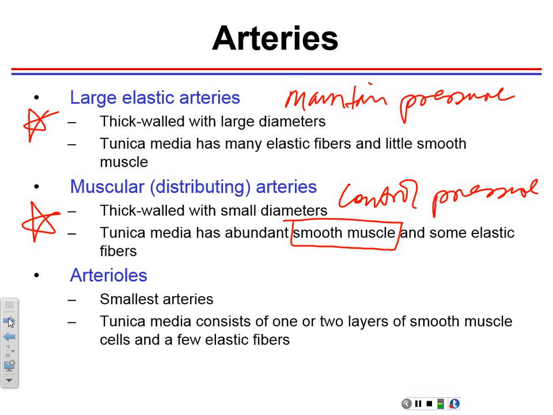Okay, so arterioles, of course, smallest arteries. Well, not quite. Because capillaries, they kind of in a league of their own. They're the smallest blood vessels. Okay, and the arterioles are smallest arteries. You see the difference? Because definitely capillaries are smaller than arteries.